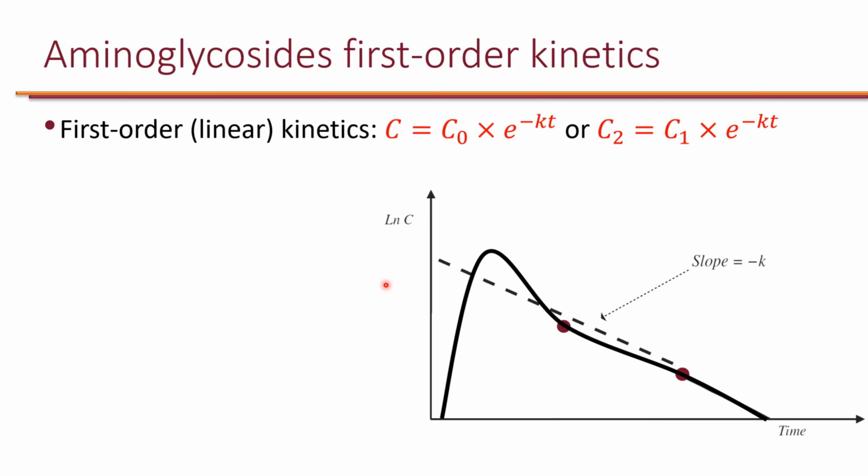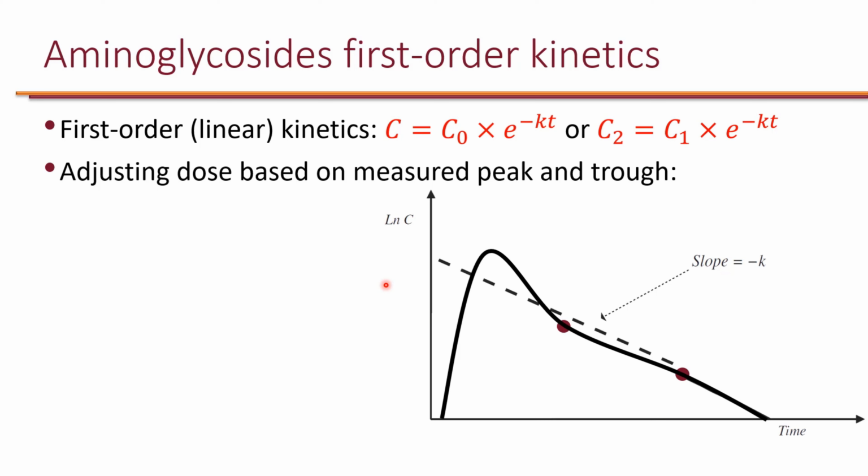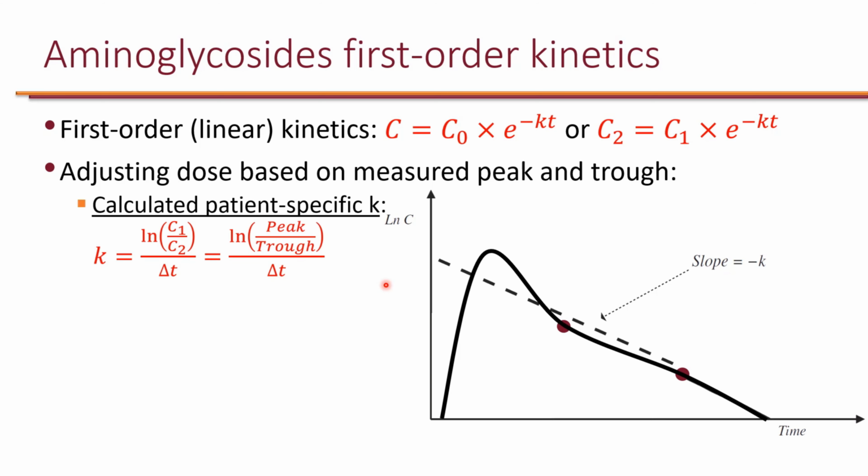You can adjust the dose based on the measured peak and trough, or the two levels that you have, by calculating a patient-specific K. And the way that you calculate the patient-specific K is by rearranging that equation to solve for K. So imagine that your first level is here after the distribution phase, and we're going to get that level at time 1, and then you get the second concentration later during that same dosing interval, and that will be at time 2, and then the time that it takes between the two concentrations would be the delta T. Or in other words, T2 minus T1 will be delta T. And that is the T that goes into this equation.